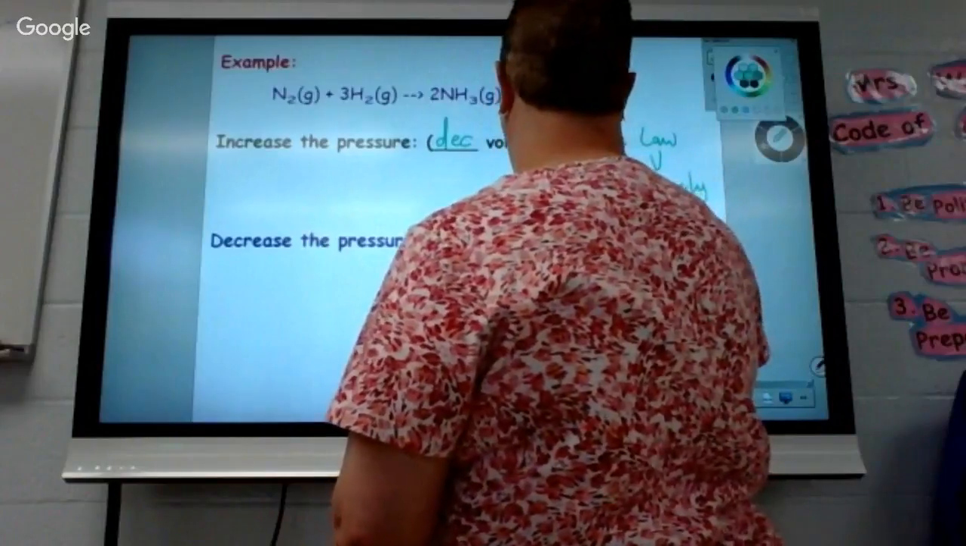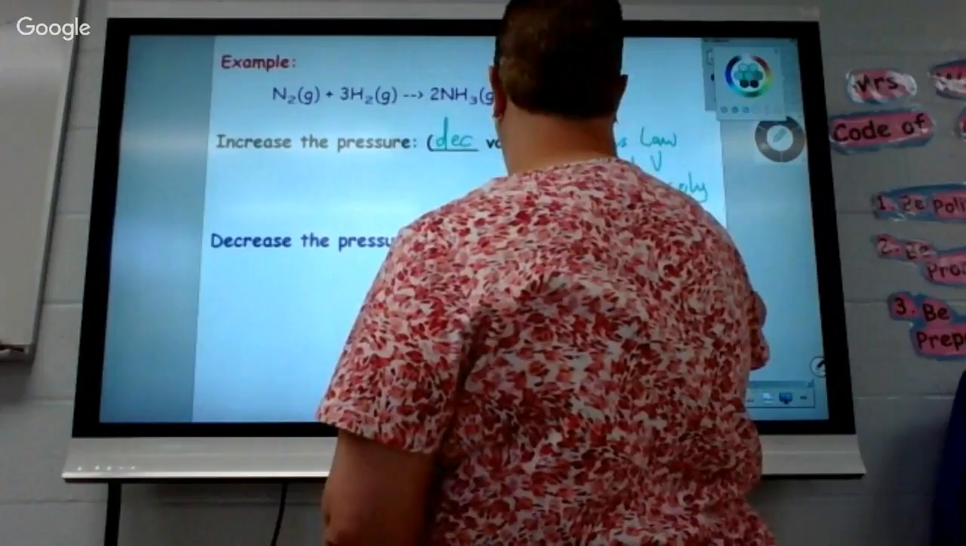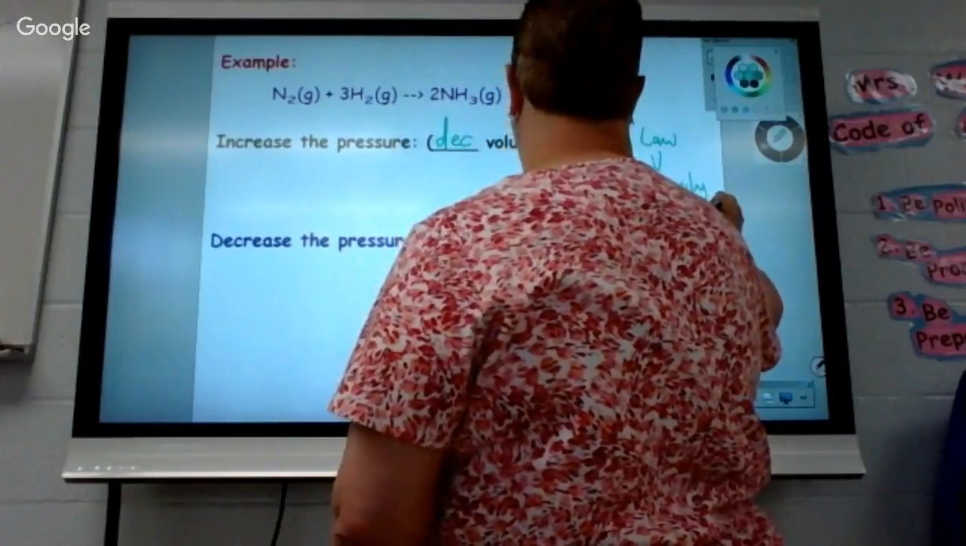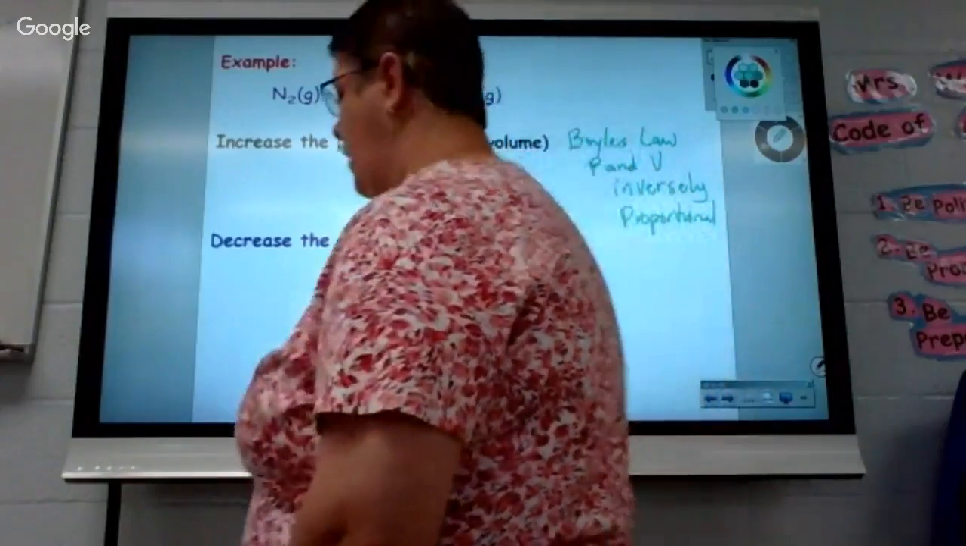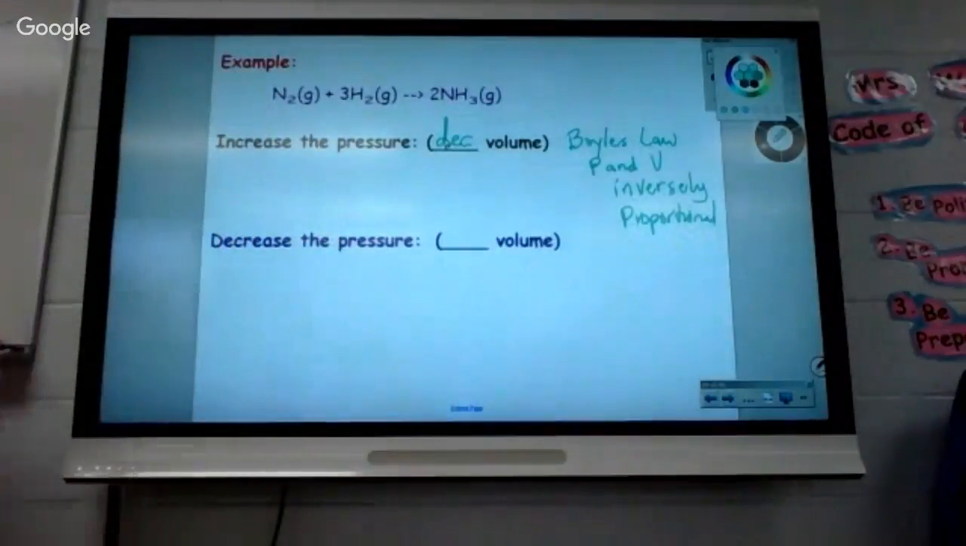Pressure and volume are inversely proportional. What does it mean to be inversely proportional? They're opposites of one another. This is where it's killing y'all, where y'all can't recall stuff that we've already done. Pressure and volume are inversely proportional. One goes up, the other goes down. So if I increase pressure, volume goes down. It takes up less space.